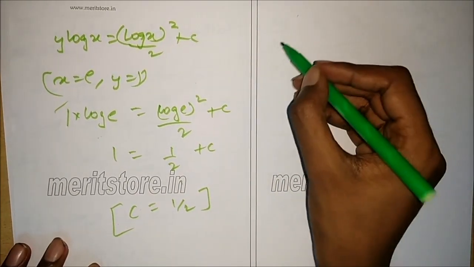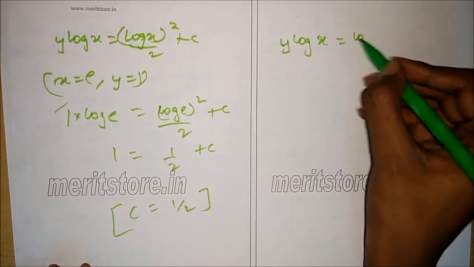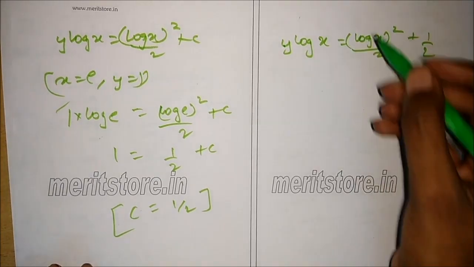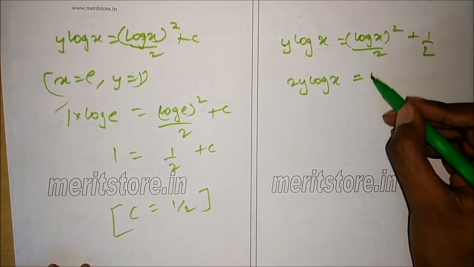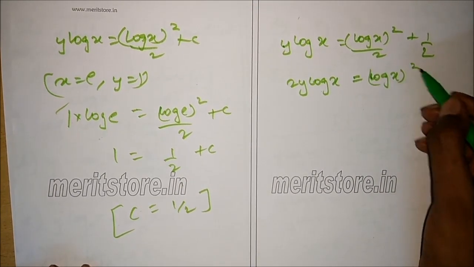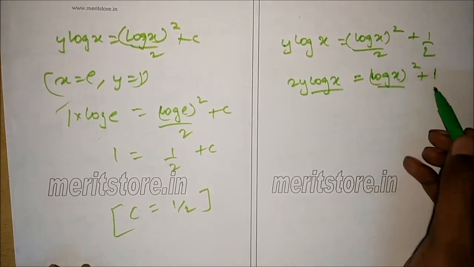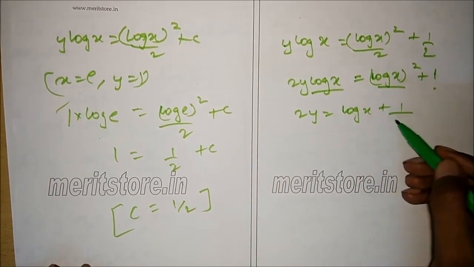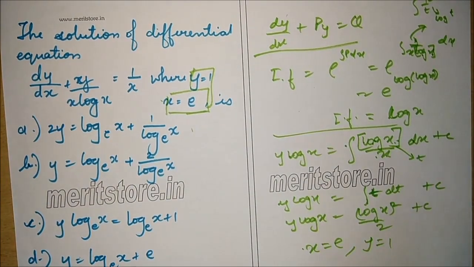So we got the value of c. Now we resubstitute it. So this will be y log x is equal to (log x)^2 by 2 plus half. So multiplying throughout by 2, we'll be getting 2y log x is equal to (log x)^2 plus 1. So dividing throughout by log x, we'll be getting 2y is equal to log x plus 1 by log x, which is option B.